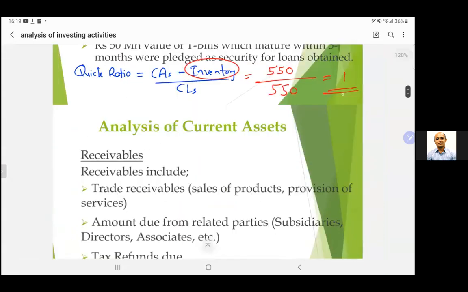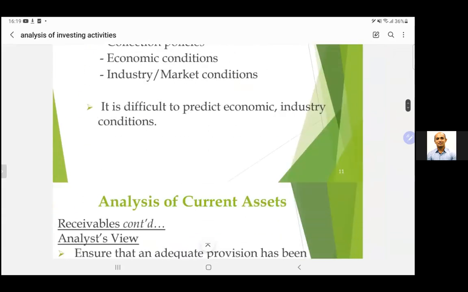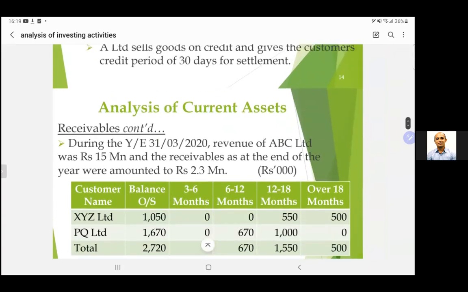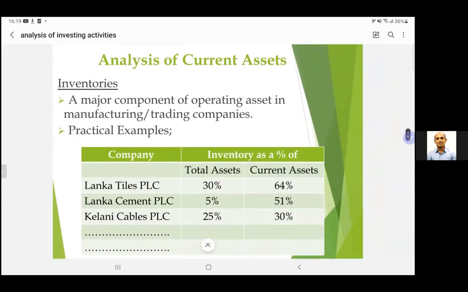So this is about cash and cash equivalents. Then let's see inventory. Now we are analyzing current assets. Right. So before that, I'll give another example.